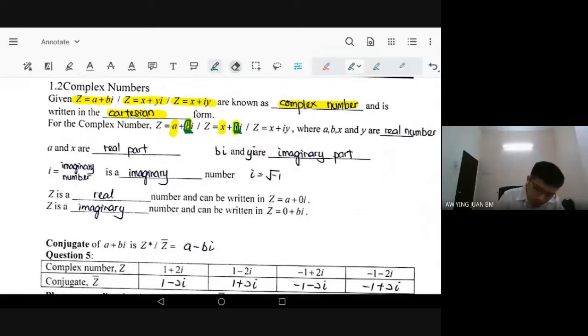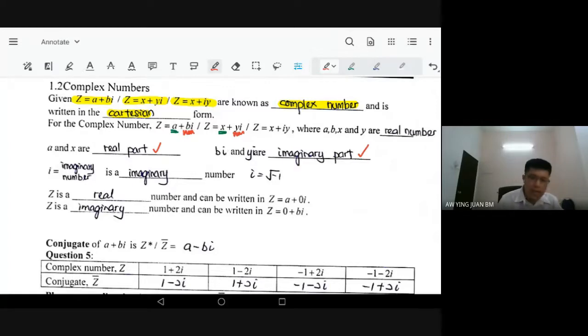Next, kita fokus lagi kawasan ini. This is what we call the real part. Okay, and then for this one, BI, we call it imaginary part. Kena tahu. Selepas kelas pagi tadi, you must know what is Z, what is complex number, what is Cartesian, what is real part, what is imaginary part.